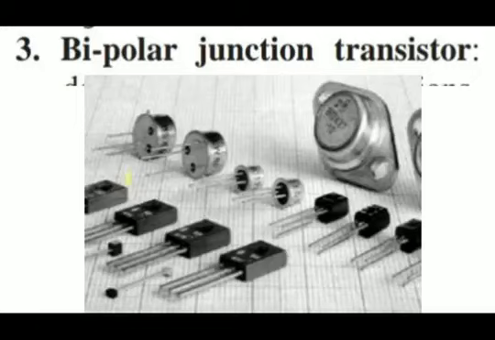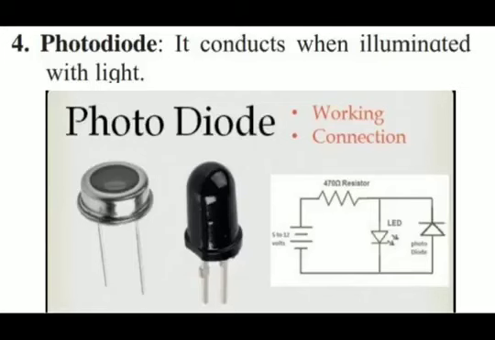So a bipolar junction transistor is a type of transistor that uses both electrons and holes as charge carriers. So this is all regarding the bipolar junction transistor.